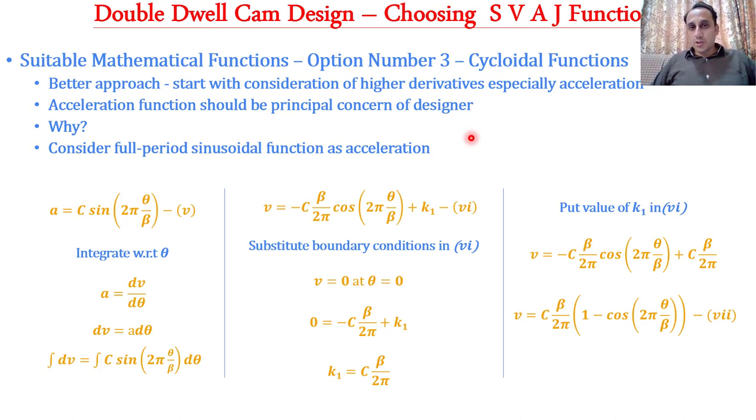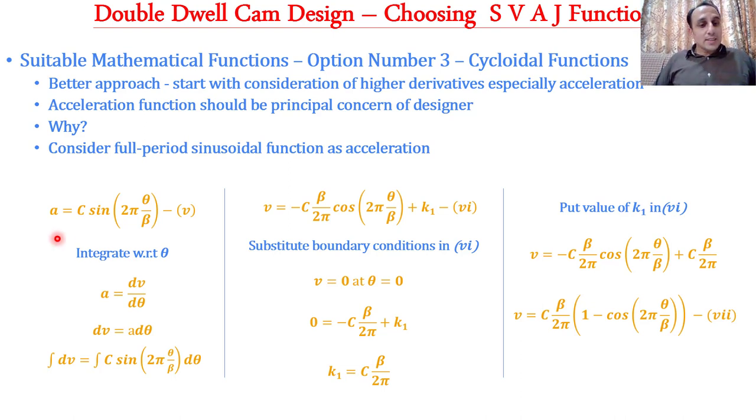Instead of selecting the displacement function and then taking the derivative of that displacement function to get the velocity, and then the derivative of velocity to get the acceleration, what we are doing? We are starting from the acceleration now, because the acceleration is the most critical parameter out of SVAJ. The acceleration should be limited, it should be continuous, and it should not be beyond a particular level. The issue will be high dynamic forces and high stresses, which can deform our cam.